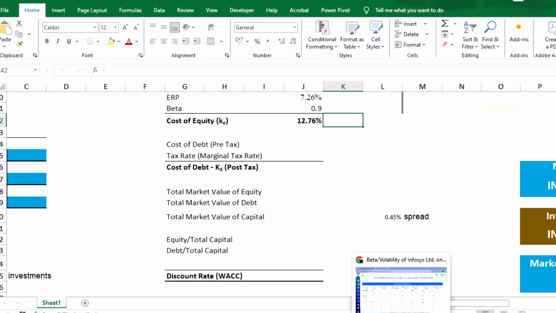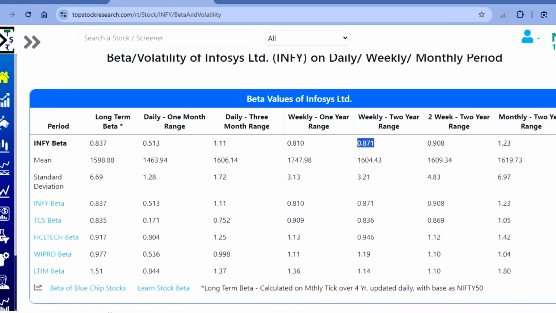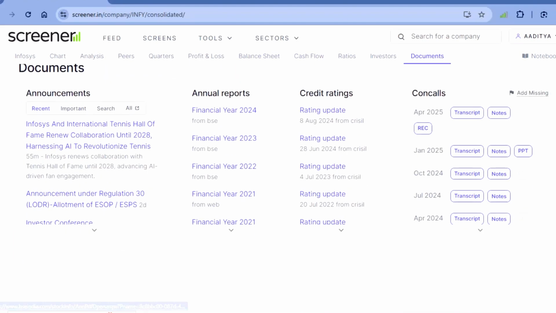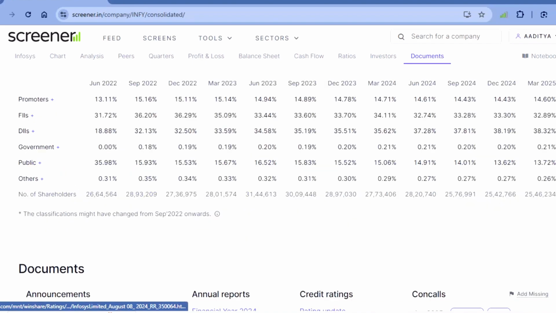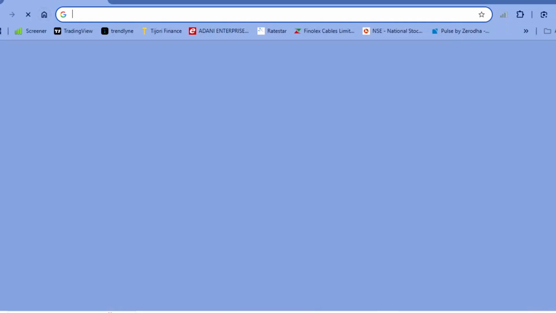It is the return that our debt investors expect. How can we find it? See, it depends upon how risky the company is. So I will tell you the easy method. Go on to Screener. You would be knowing Screener. Let me open it for you.